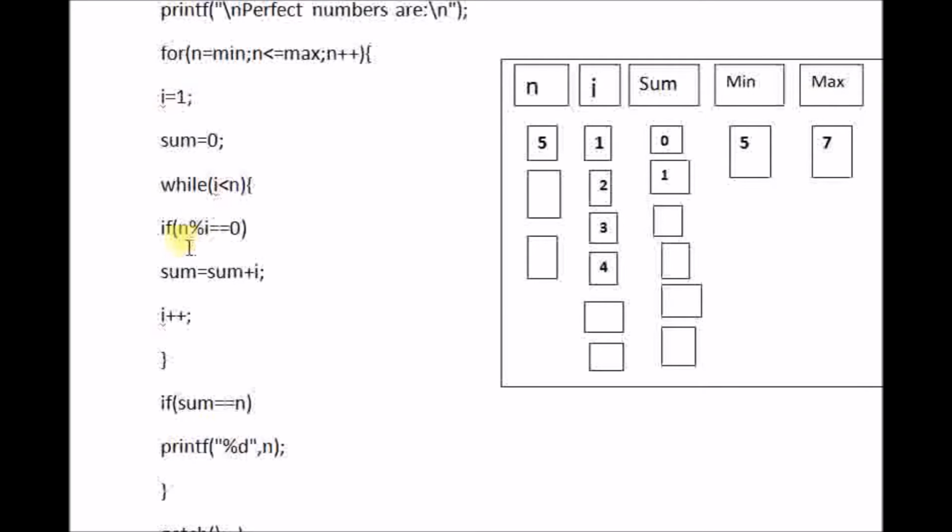It goes inside. If 5 mod 4 equal to 0? No, the condition is false. Once again this line will not get executed, and then the next line is I gets incremented by 1. So the new value of I will be 5.